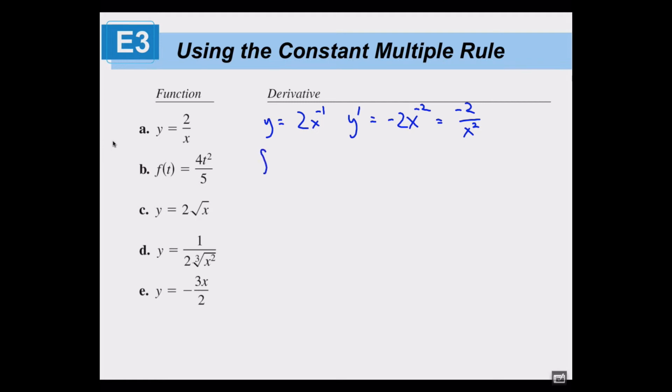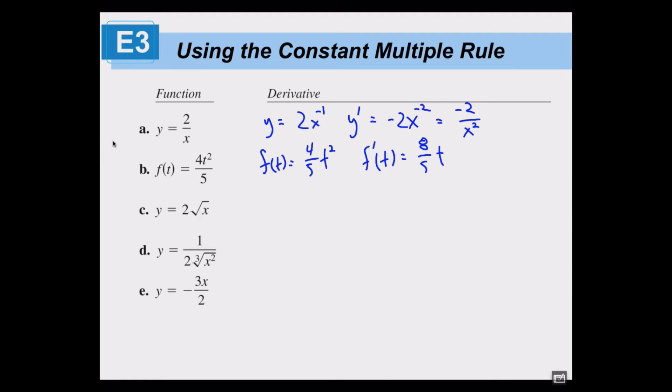F of t. Well, I'm going to start by rewriting f of t as 4/5 times t squared. Therefore, f prime of t would be 8/5 t. Well done. Multiply the constant by 2. 4/5 times 2 is 8/5. Reduce it by 1.